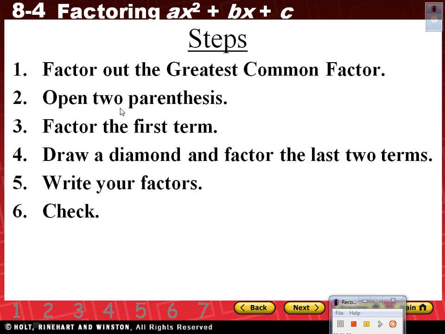The steps that we followed yesterday to do our homework: we checked for GCF, first step. From there, we opened 2 parentheses and factored the first term. From there, we did a diamond, which is the power ranges. Then from there, you write your 2 factors, and then you check. Are we there? All right, so this is where it takes us for today.